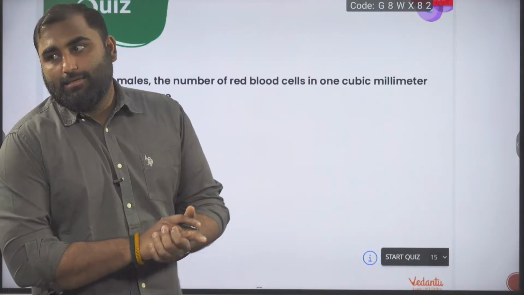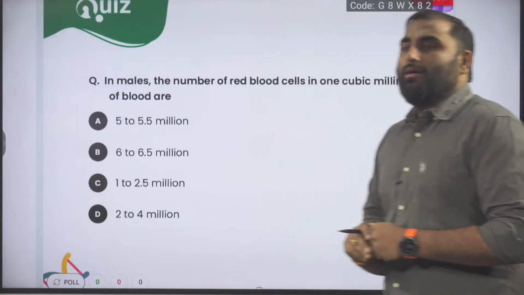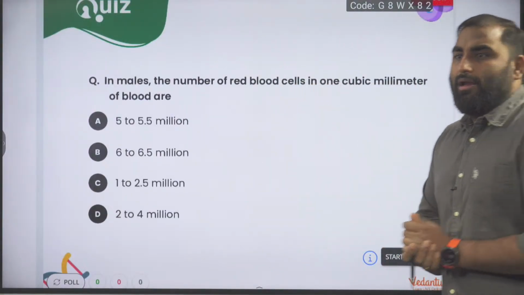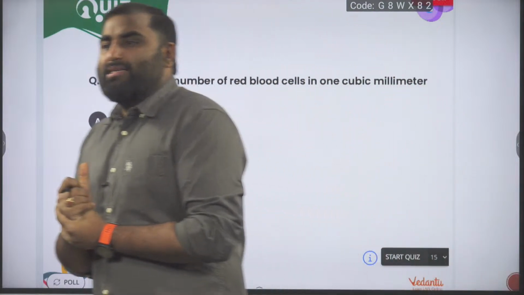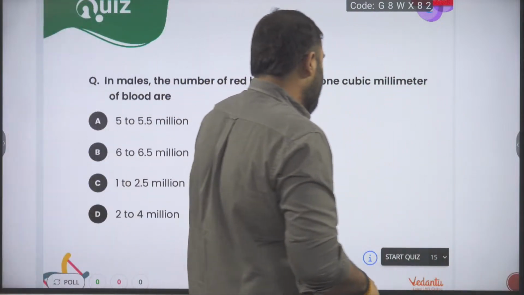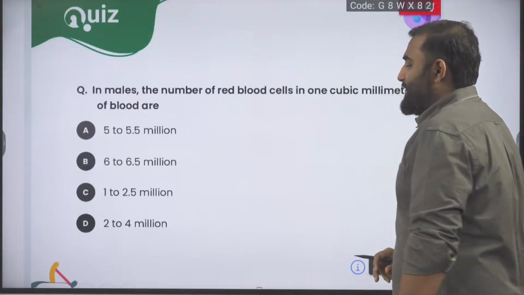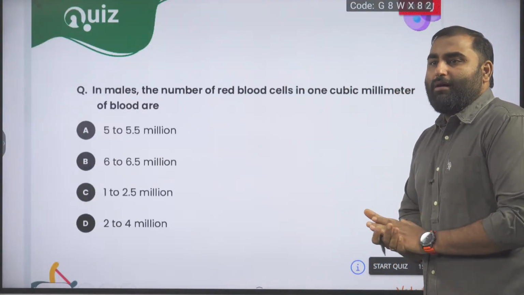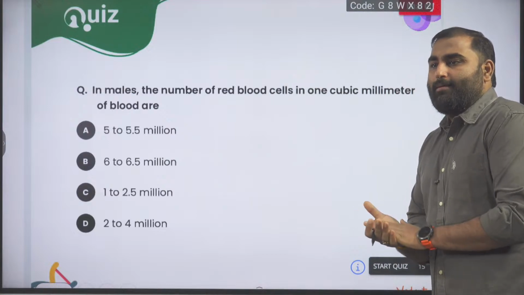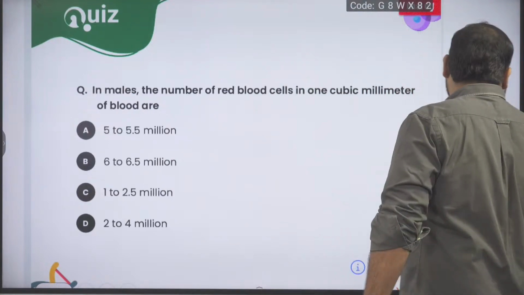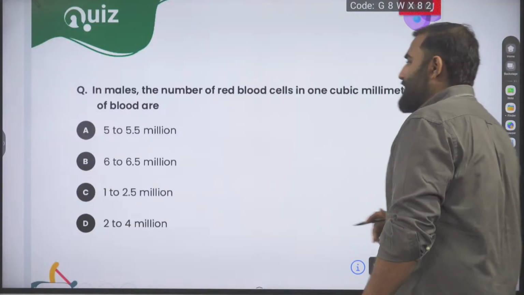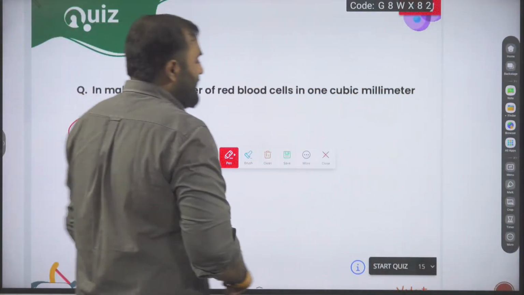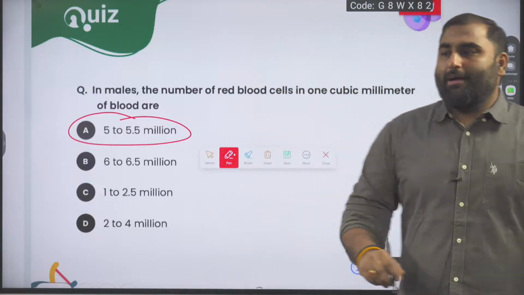Today's topic question: in males, the number of RBC, that is red blood cells, in 1 cubic millimeter of blood is how much? Very good. So clearly you are marking answer A. Very easy question. 5 to 5.5 million RBC.